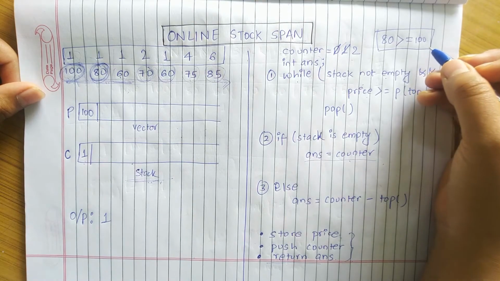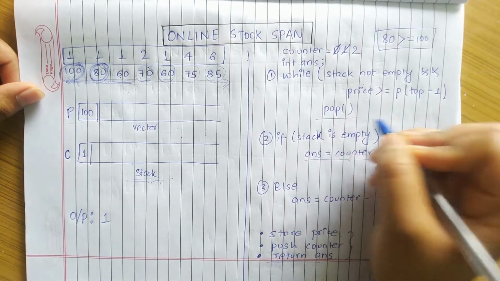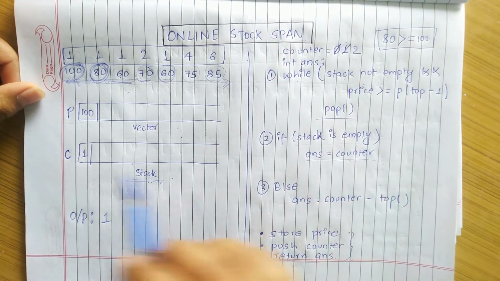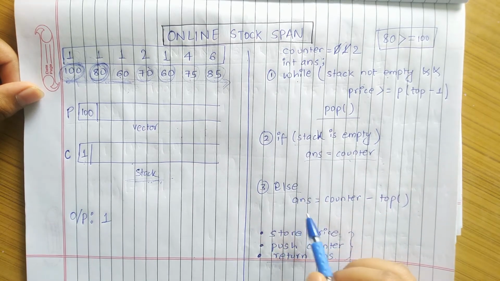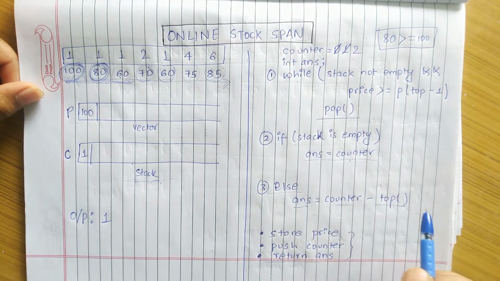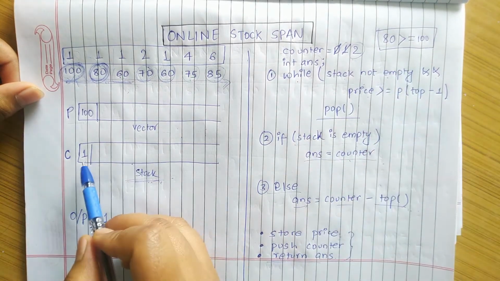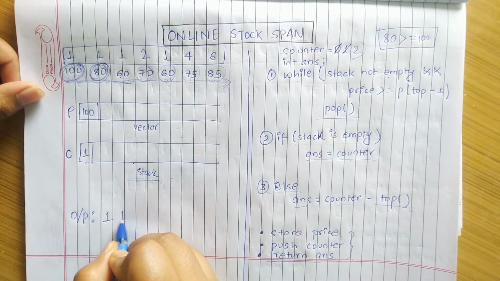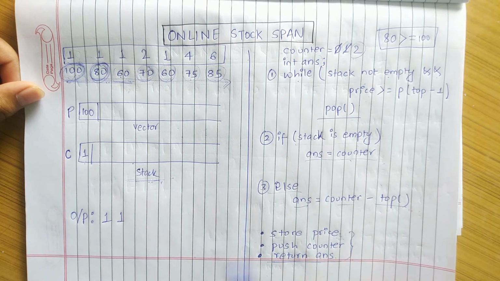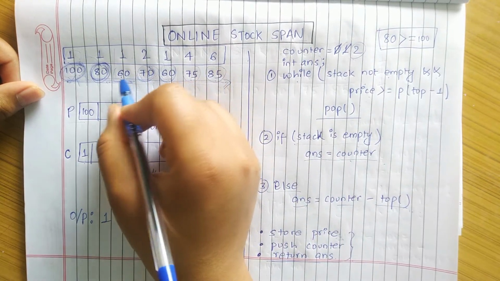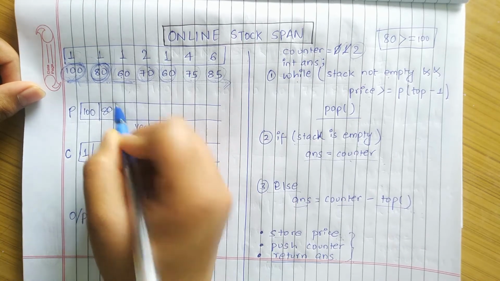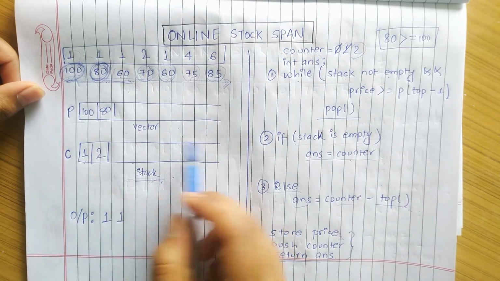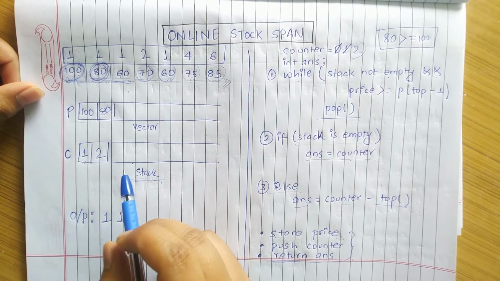Since this is not greater, the pop will not be done, and we will go to the next step. Again we check if the stack is empty. The stack is not empty, so we will go to else and do answer is counter minus top. Counter is 2 and top is 1. So 2 minus 1 is 1. So our answer will be 1 and we will return 1. And before that we push and store the price. The price is 80, so 80 is stored, and also the counter, which is 2, is stored. So this is why we need the stack. The stack is basically calculating our spans.